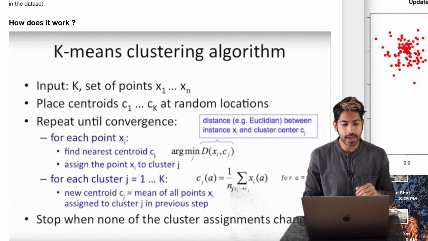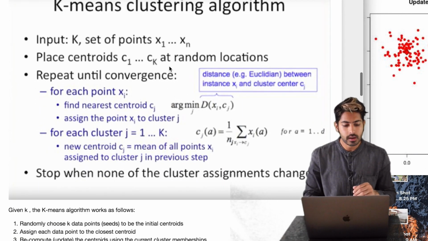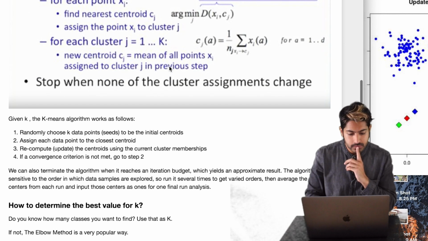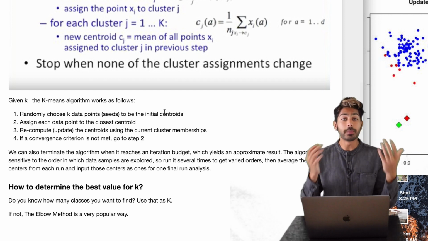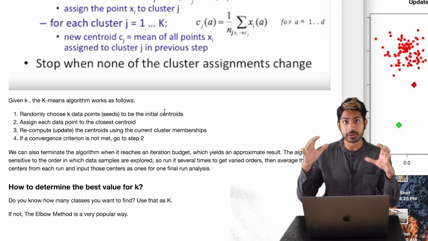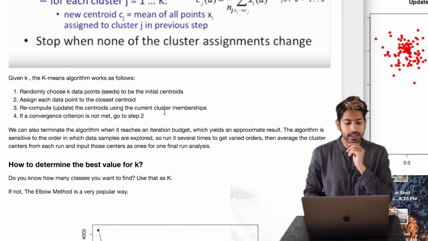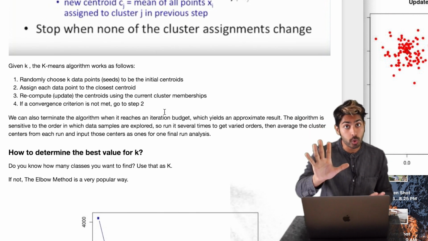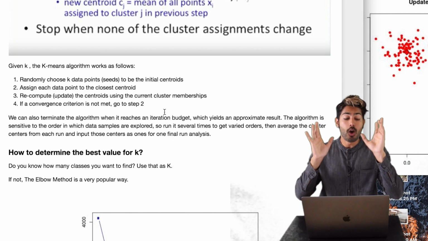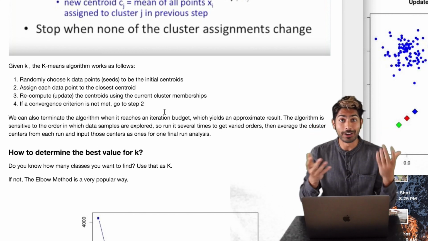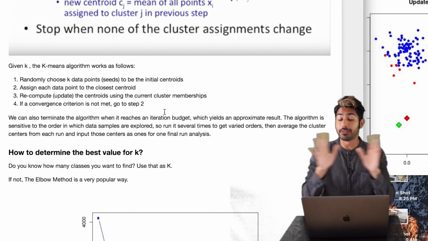So that's kind of how that works. We can also terminate the program when it reaches an iteration budget. So we'll say after X number of iterations, just stop running, right? Then one great question that I hope you're asking is, how do we know what value for K we should use?